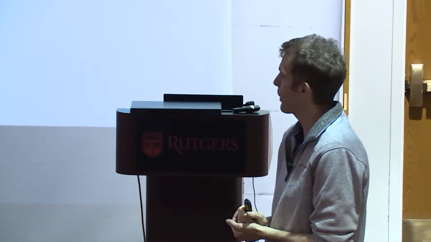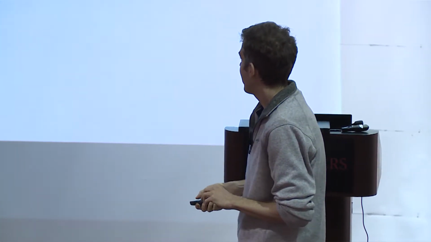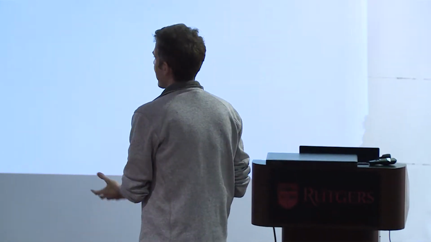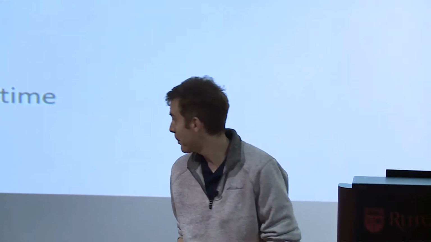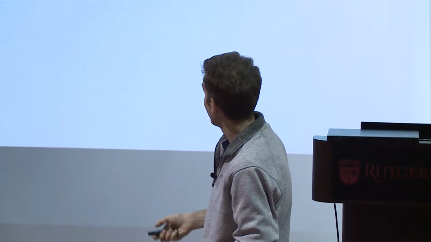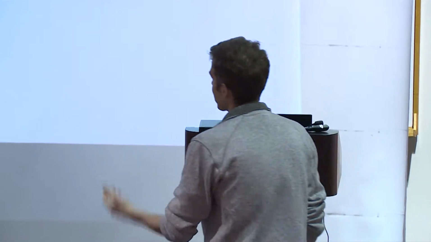Note that one property about S is it's an oblivious embedding. Okay, so unlike some kinds of sampling, like leverage score sampling, it doesn't actually depend on the data set. So this isn't a very good subspace embedding computationally, because computing SA requires at least nd squared time. You can solve the problem exactly in that amount of time, so it doesn't buy you much. But there are all these improvements to speed this up.